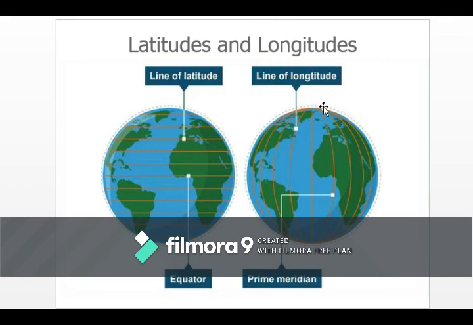Just like this, we have the prime meridian here. If we go to the eastern side, it is 0 degrees east, 5 degrees, 20 degrees, 30 degrees, and if we go to the western side, it is 15 degrees, 30 degrees west. So we keep on going.